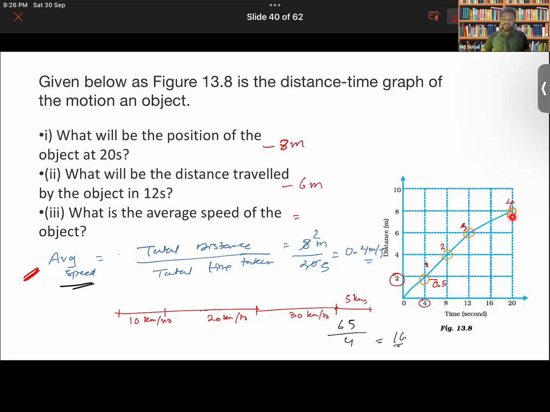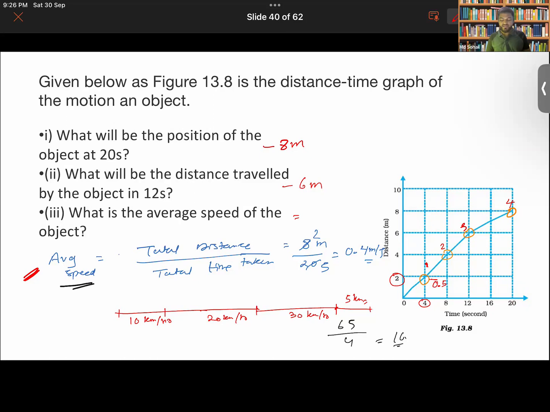And this point corresponds to what time on the x-axis? It corresponds to 20. So that means 20 seconds was the total time taken to travel this distance of 8 meter. Getting it now? So these are basically your total distance and total time given in the question.